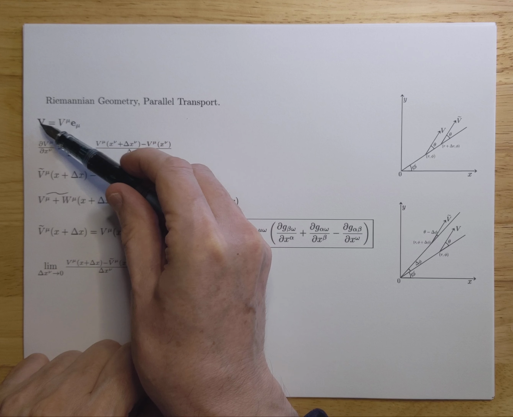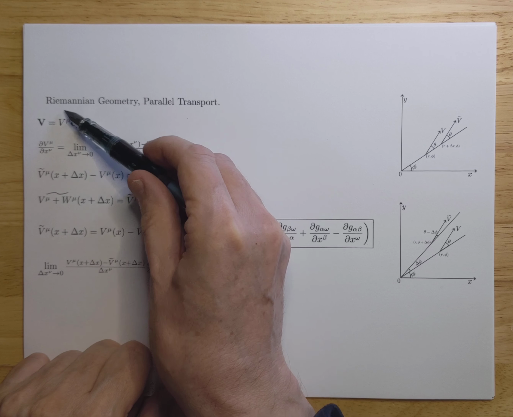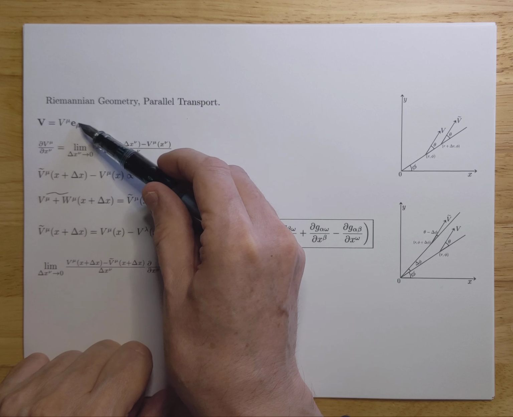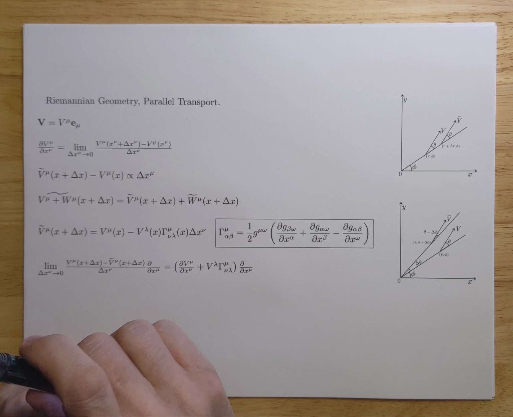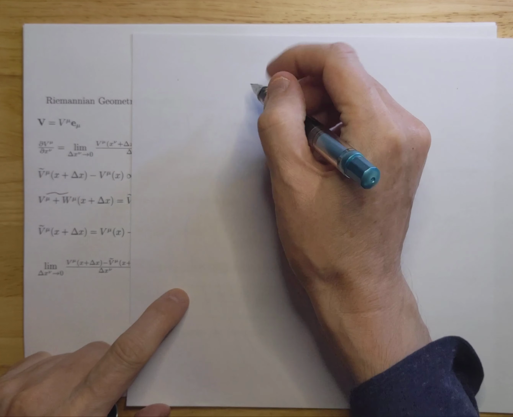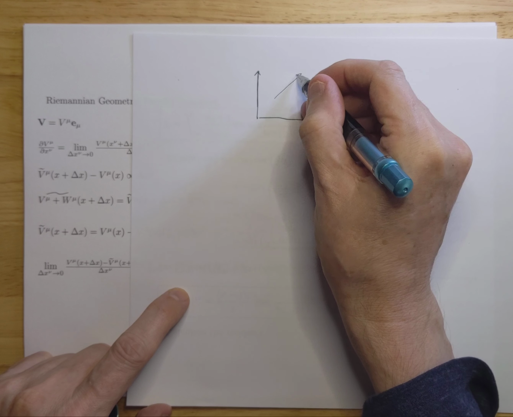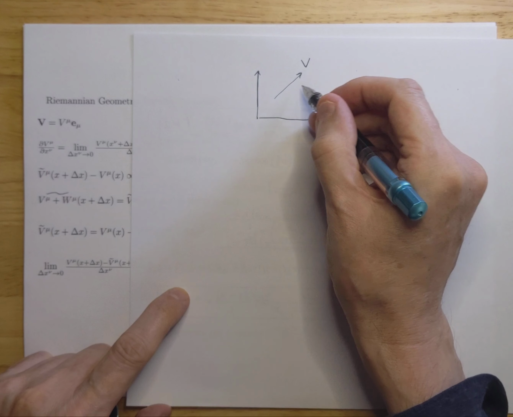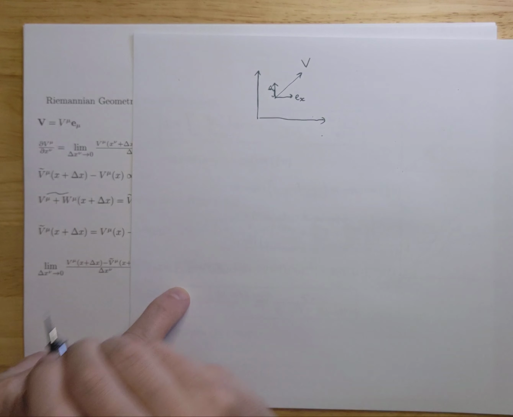You have a vector v with components v mu and base vectors e mu, right? And if you have this vector in normal Euclidean space, you can move this vector at will and nothing will change, right? If you have a vector, for instance, and you move it in Euclidean space, there's a vector here, v, you have your EY base vector here and your EX base vector here.